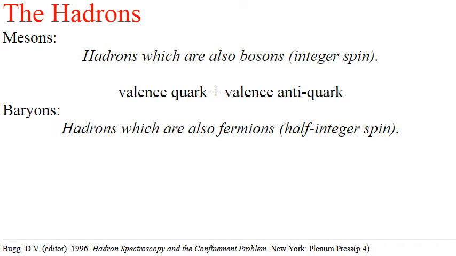On the other hand, baryons are hadrons that are also fermions. In this case they are made up of 3 valence quarks. In the last slide I used the term antiquark. This is a form of antiparticle.